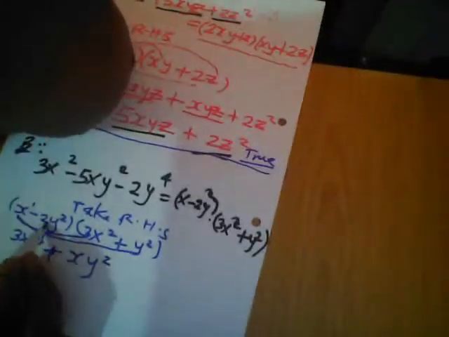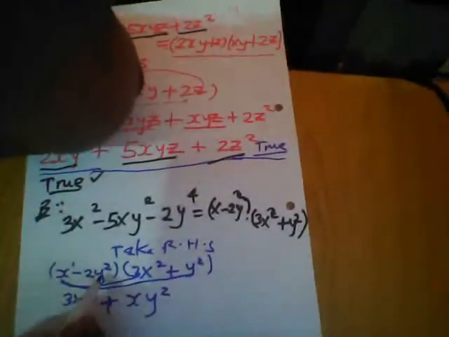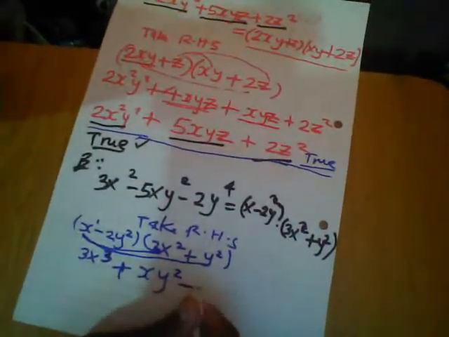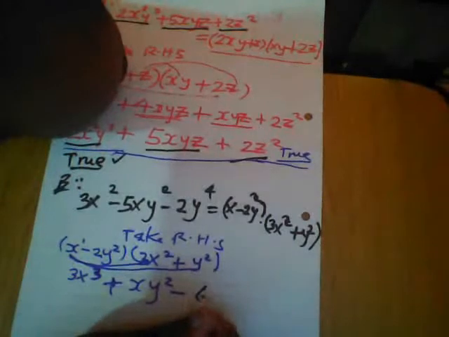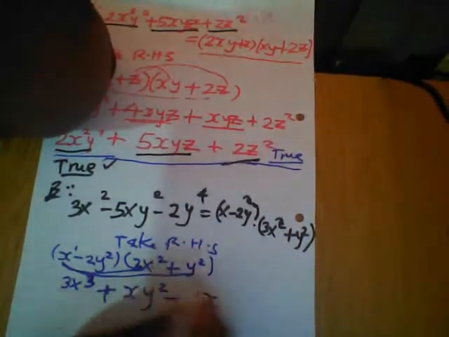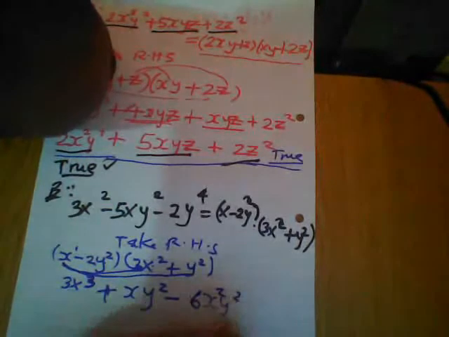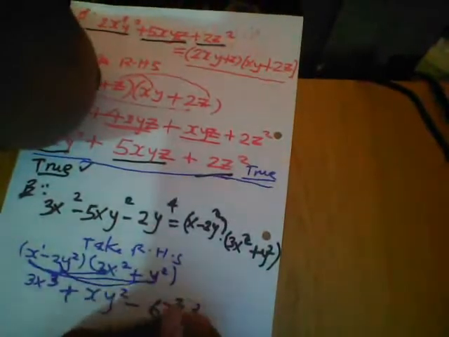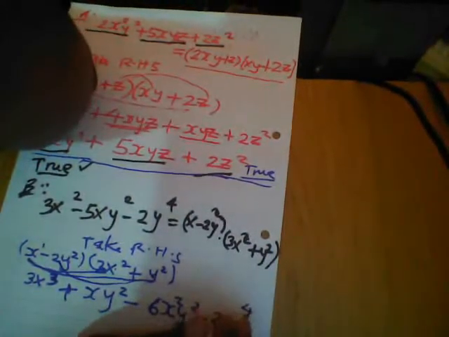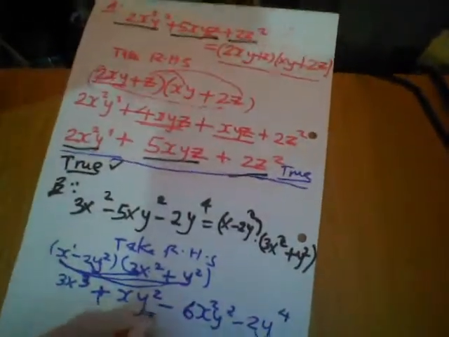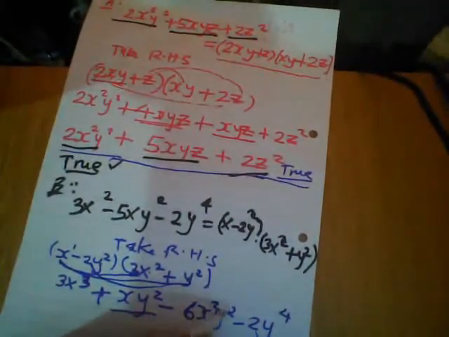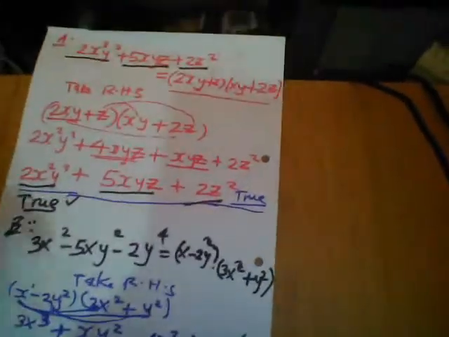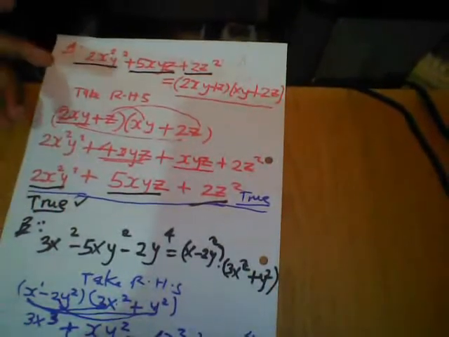Now we go negative 2y times 3x squared, we're going to have negative 6x squared y. Now for the last one, negative 2y times y squared is going to be negative 2y to the power 3. So these are not like terms, so we can't put them together, because this is x squared y and this is only y squared. So they remain how they are. So we want to see, no, it's not true.